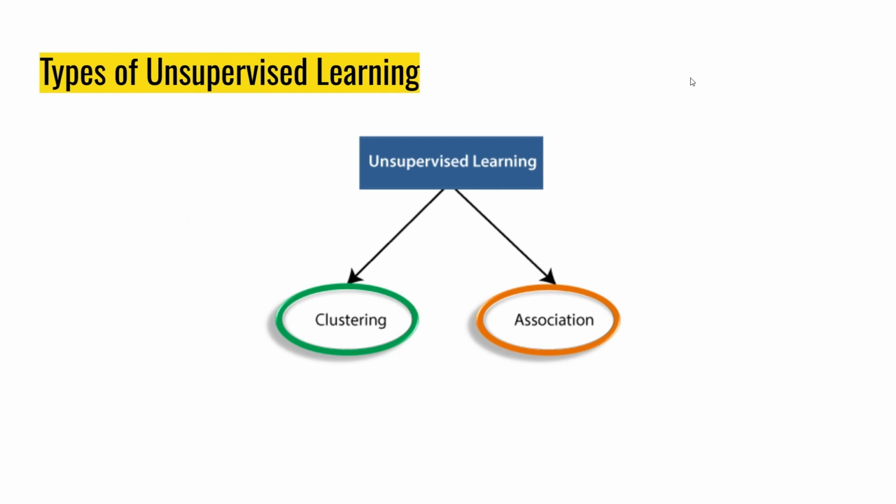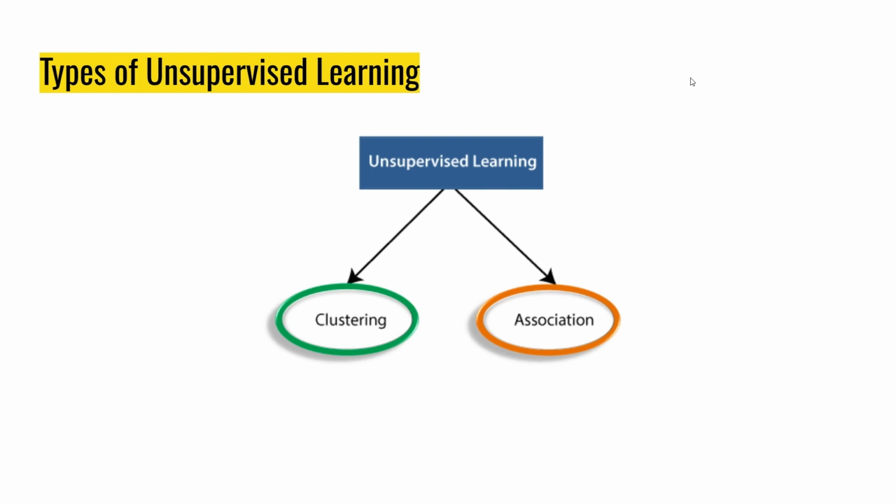Next, types of unsupervised learning algorithms. The unsupervised learning algorithms can be further categorized into two types: clustering and association. Clustering is a method of grouping the objects into clusters such that objects with the most similarities remain in a group and have less or no similarities with the objects of another group. Cluster analysis finds the commonalities between the data objects and categorizes them as per the presence and absence of those commonalities.